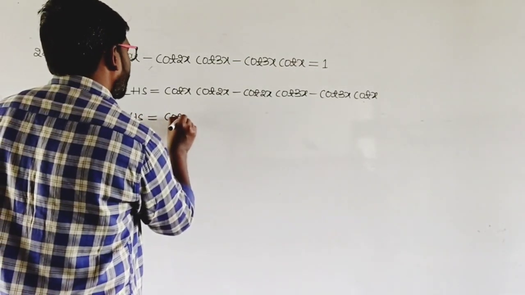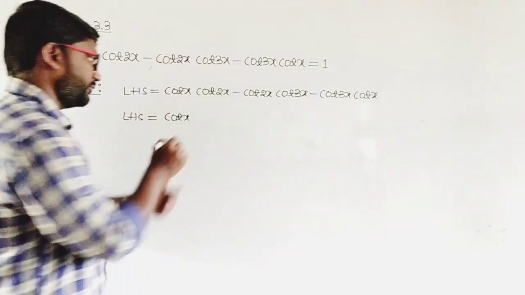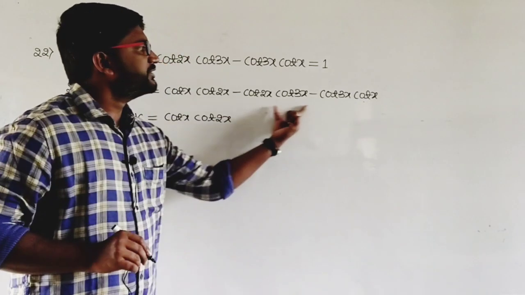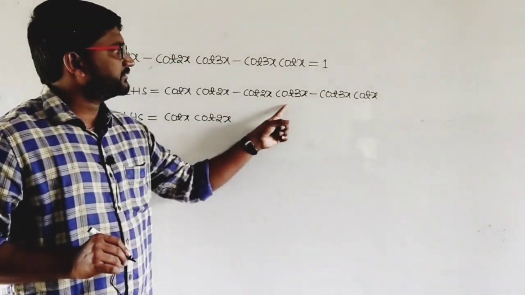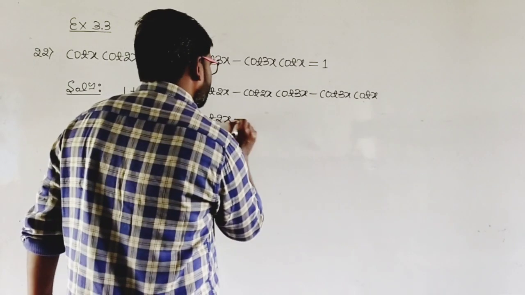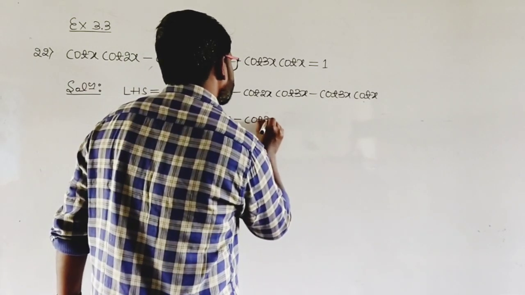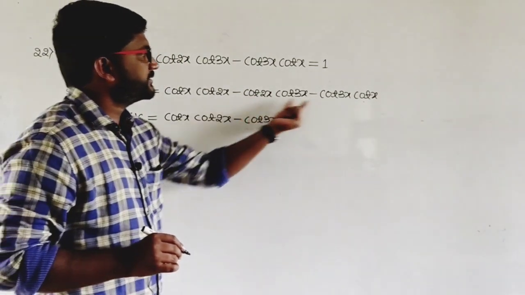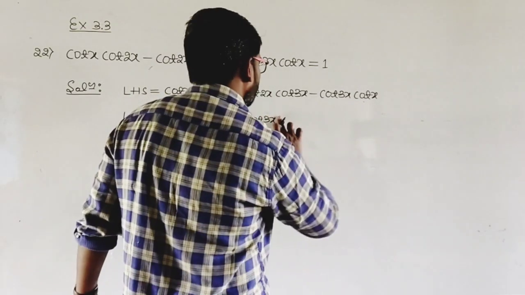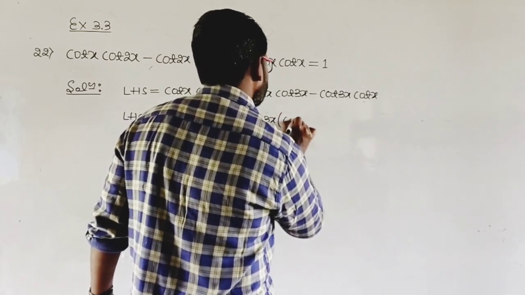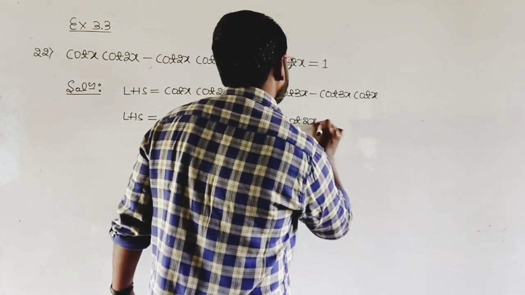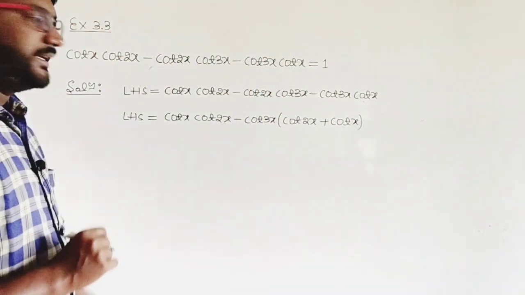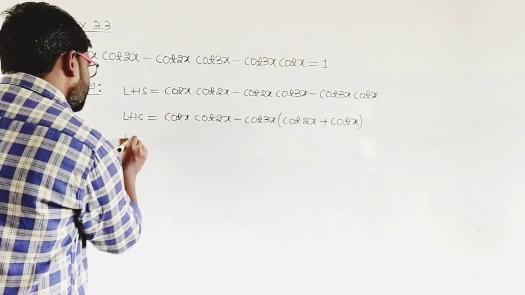Left hand side is equal to cot x into cot 2x. Then in these two terms I can take minus cot 3x common. So I take minus cot 3x common, then write the remaining terms. It is cot 2x plus cot x.